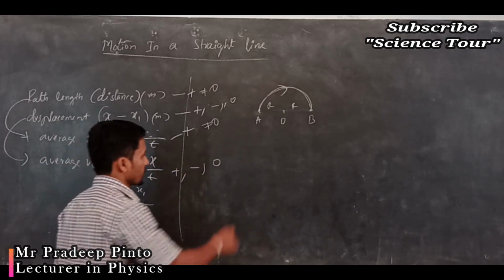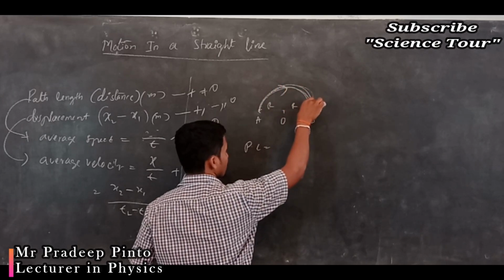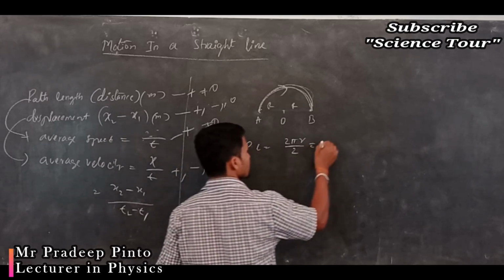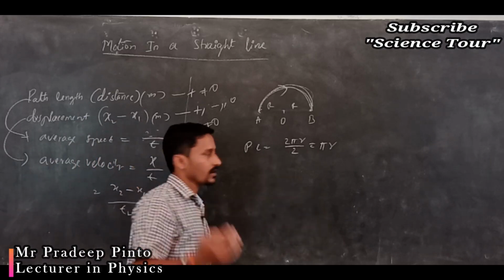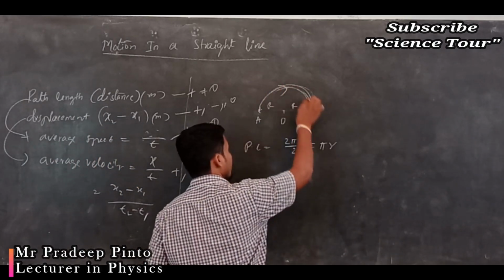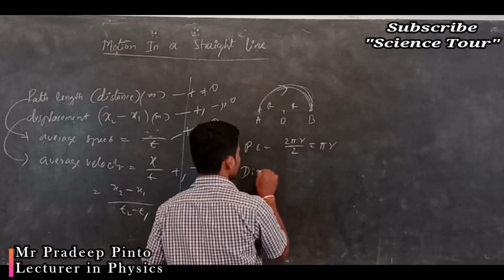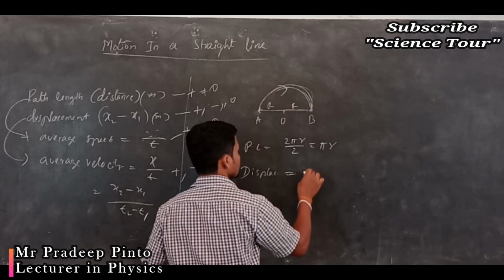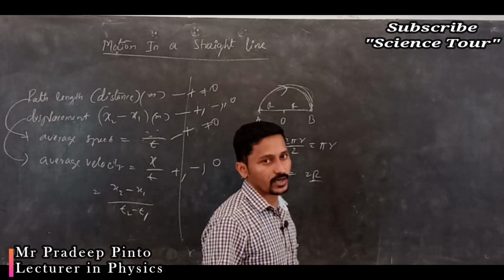What is the path length? Path length is nothing but total distance. It is the half circumference of the circle, that is 2 pi r by 2, so that is pi r. That is the path length. Got it? The total is 2 pi r, and half of that is the total distance. Now displacement is nothing but the shortest distance, that is 2r. Displacement is nothing but the shortest distance, that is 2r.